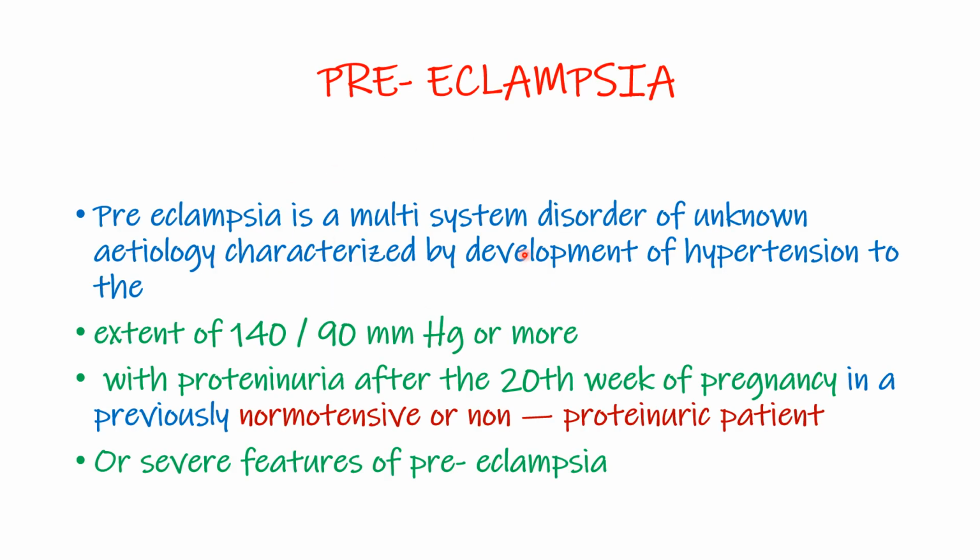Preeclampsia is a multi-system disorder of unknown etiology characterized by development of hypertension. And this hypertension is to the extent of 140 to 160 millimeters of mercury or more, with proteinuria after 20 weeks of gestation in a previously normotensive and non-proteinuric patient. Or you can have this increased blood pressure with a patient who comes in with severe features of preeclampsia. You also categorize that as preeclampsia.